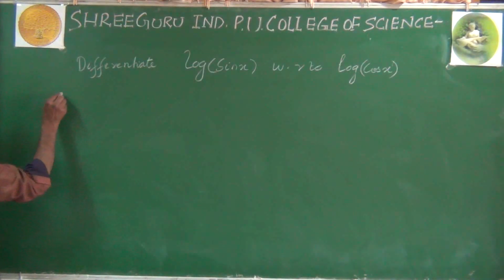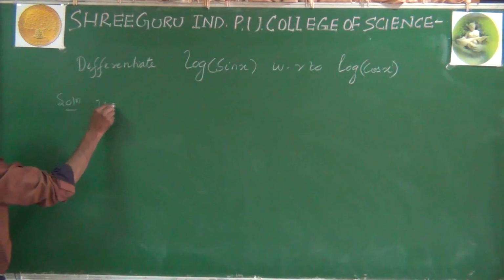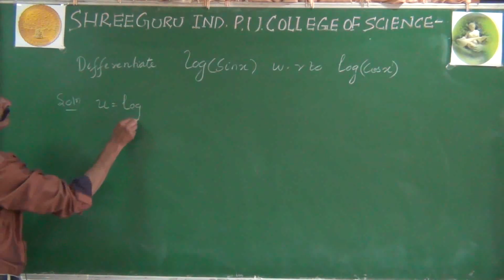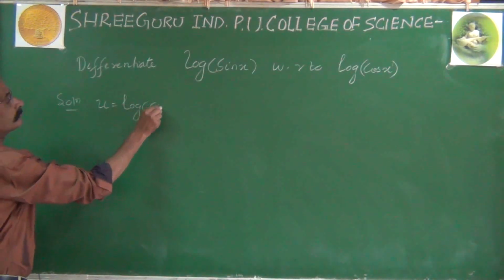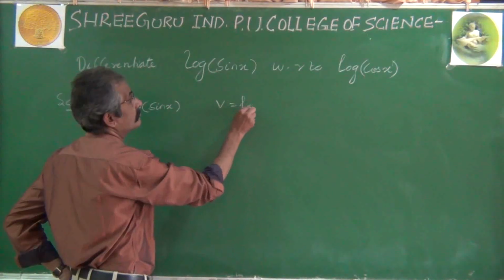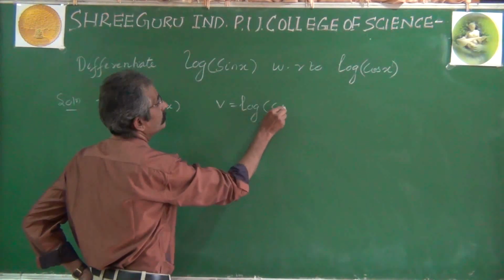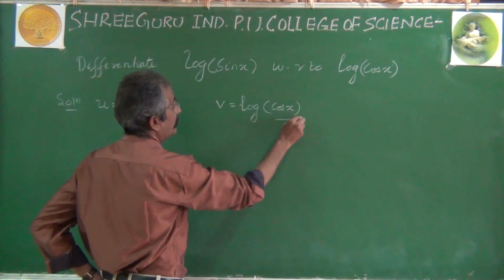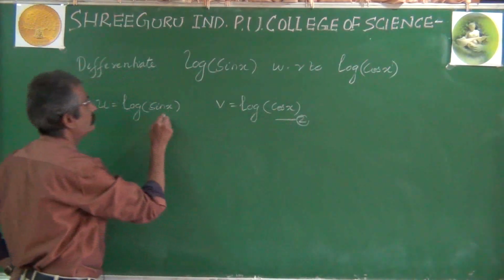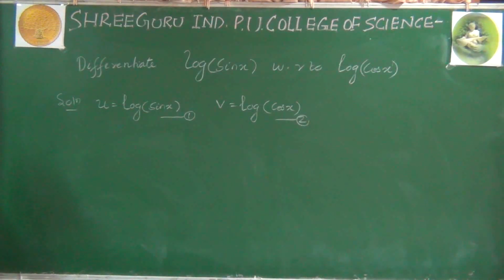Solution. Let's have a u function and a v function. Let u equal log of sin x and v equal log of cos x. Call them 1 and 2. Next step, differentiating 1 with respect to x.